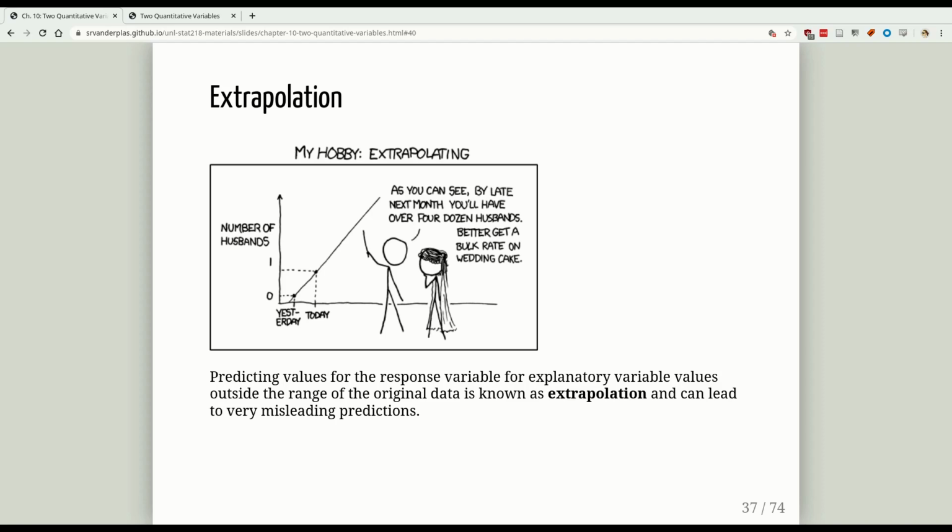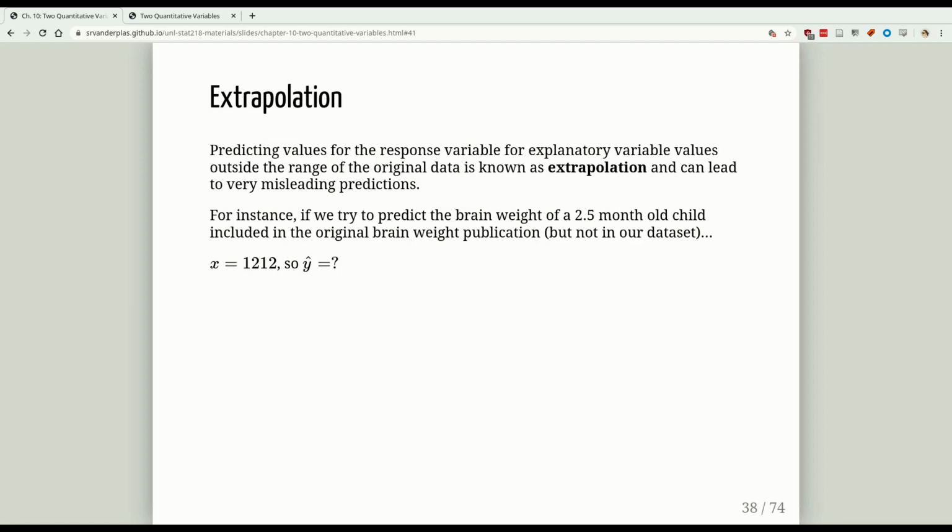All right? So, just something to be cautious of. Now, if we wanted to predict values for the response variable for an explanatory variable value outside of the range of our data, for our brain and head size data, one way to do that, we have data from adults. What if we wanted to predict the brain weight of a baby?